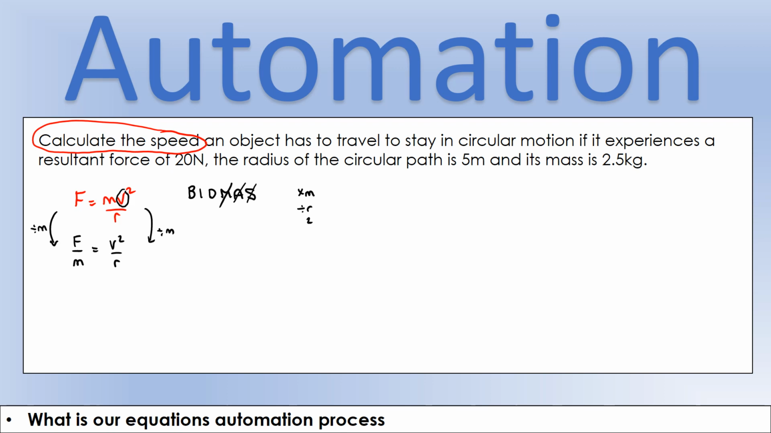Is anything being divided? Well, yes, it is. So what we're going to do is the opposite of that. Okay, so we're going to multiply both sides by r. So we're going to get Fr over m is equal to v squared. Just incidentally, I could have written that as F over m times r. That would have been exactly the same.